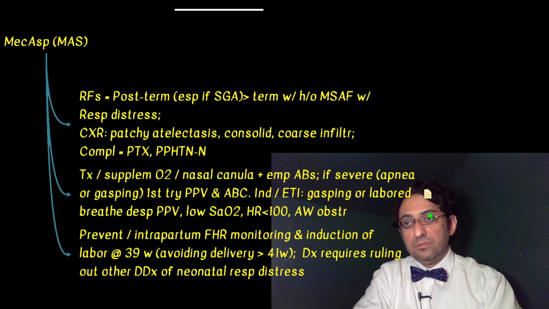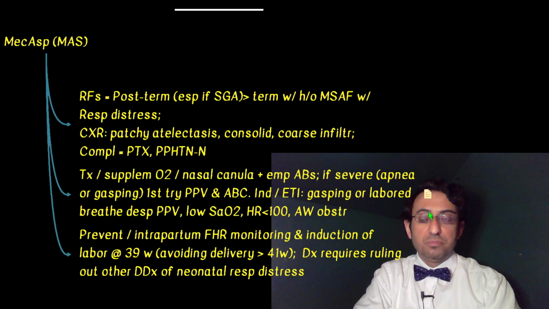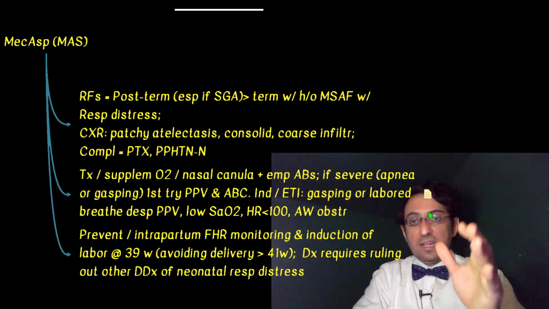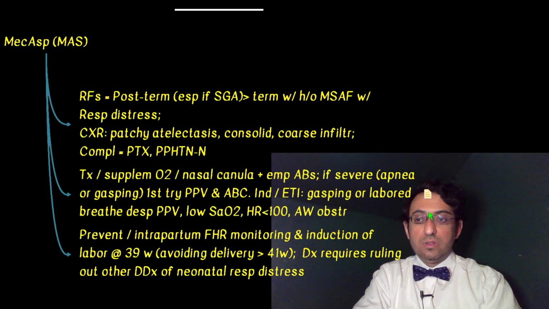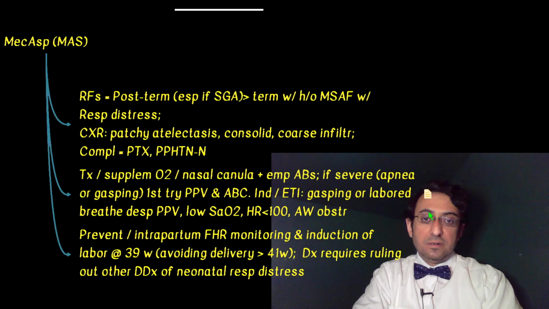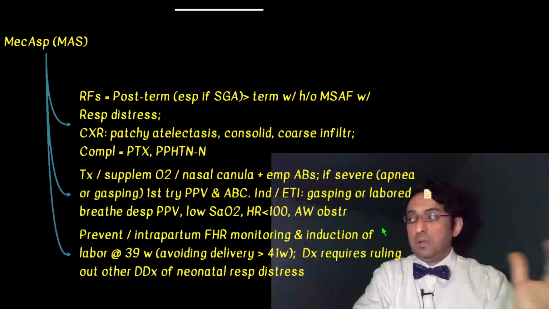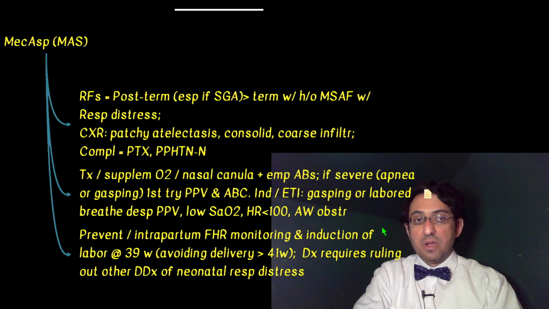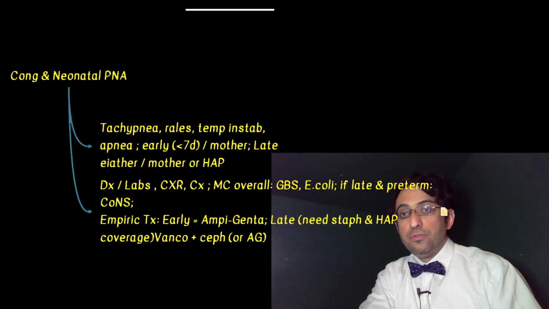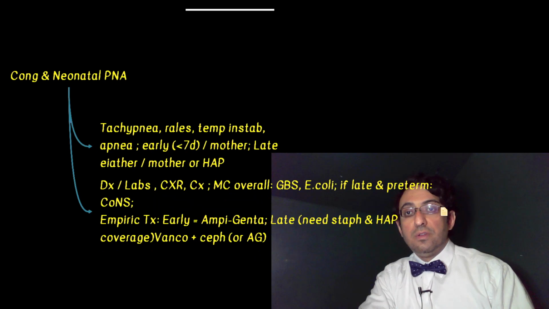Again, similar to persistent pulmonary hypertension of the newborn, we need to provide empiric antibiotics. Again, in this case, even imaging would not help us to rule out neonatal pneumonia. So immediately after blood culture and tracheal aspirate culture, we provide empiric antibiotics. On to congenital pneumonias and neonatal pneumonias.